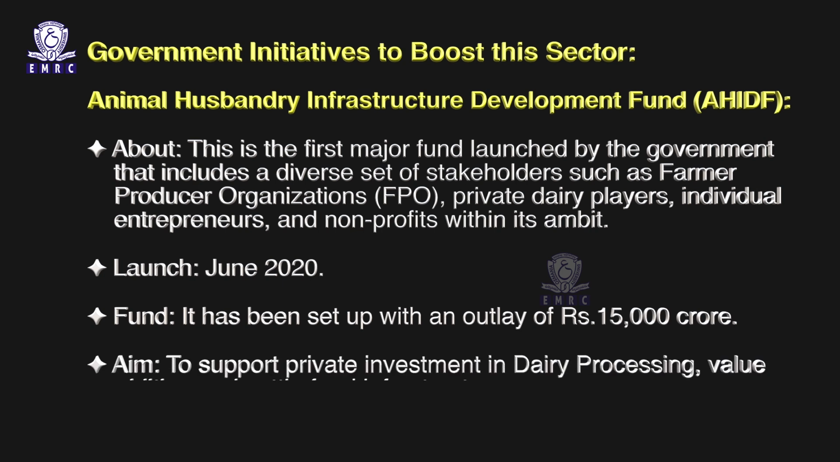It has been set up with an outlay of 15,000 crore rupees. The main aim of this fund is to support private investment in dairy processing, value addition and cattle feed infrastructure. The incentives will be given for establishing plants for export of niche products. What is a niche product? A niche product is a product targeting a specific section of a large industry and market. Niche products are often, but not always, more expensive than the generic products.